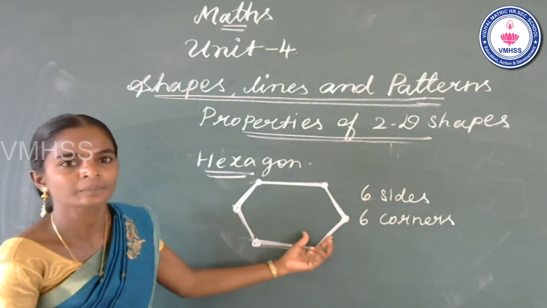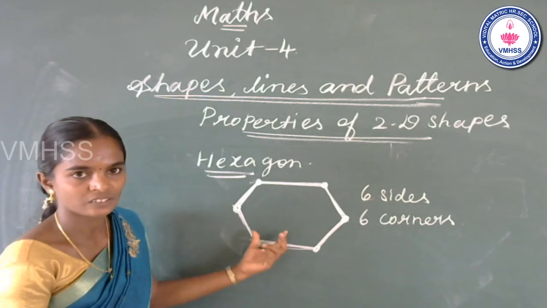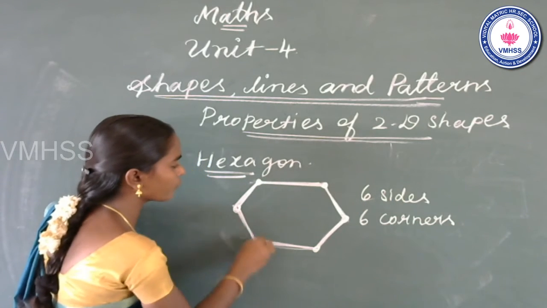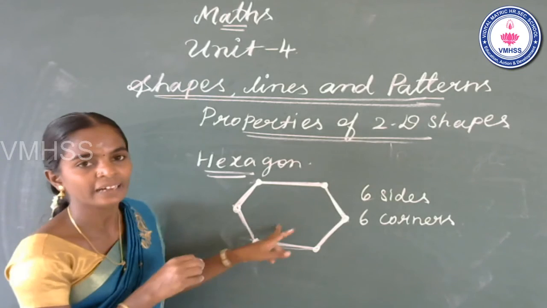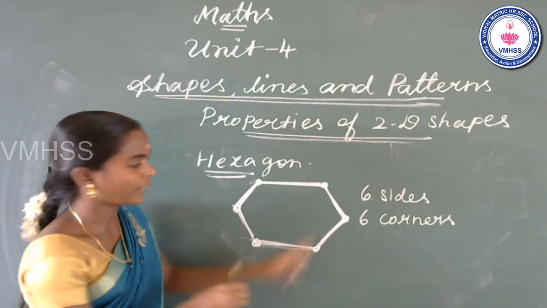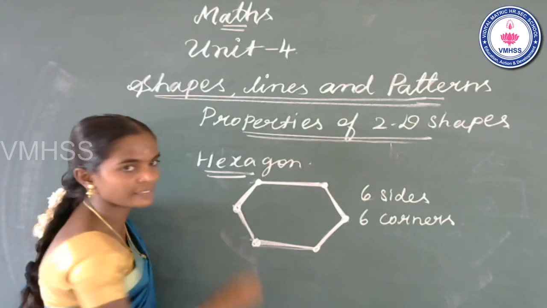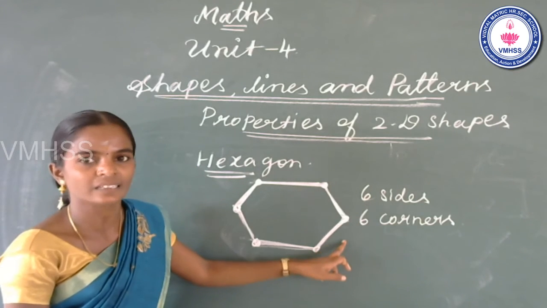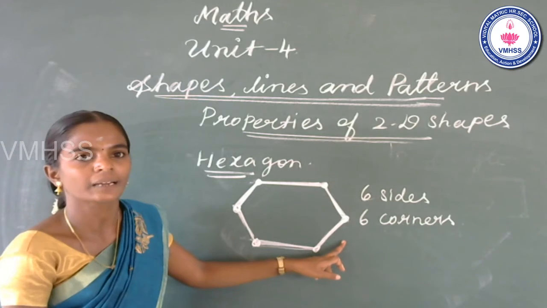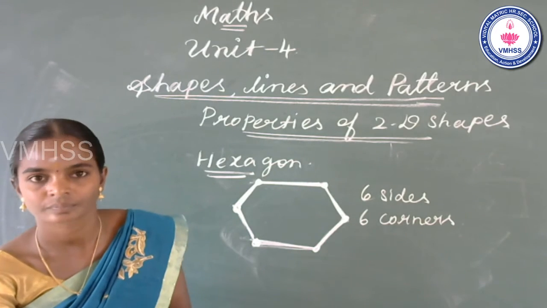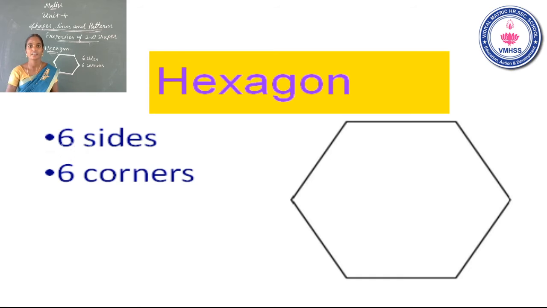Did you understand? Hexagon shape. One, two, three, four, five, six. There are six sides. Next, corners: one, two, three, four, five, six. Six sides and six corners. Children, look at the slide. Hexagon, six sides and six corners.